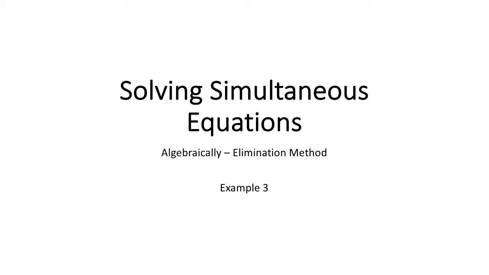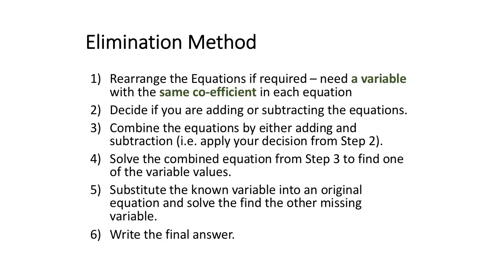This video is going to have a look at an example of how to resolve a set of simultaneous equations algebraically using the elimination method. So the first step in using the elimination method is going to be to rearrange the equations if required. It'll be required if we don't have a variable with the same coefficient in front of it. So one of our variables needs to have the same coefficient. It can either be a positive or a negative number, but it needs to be the same number.